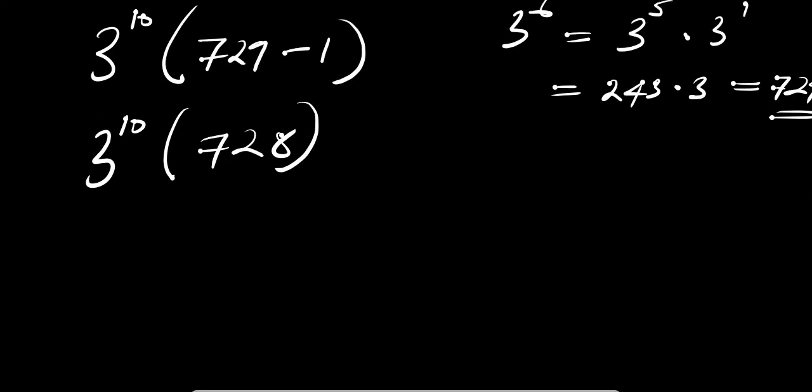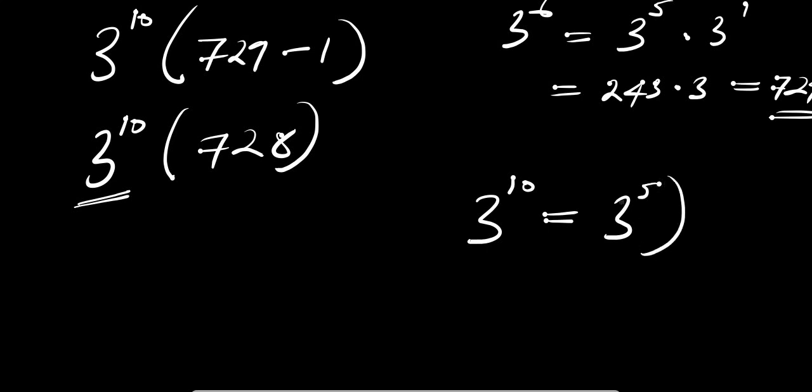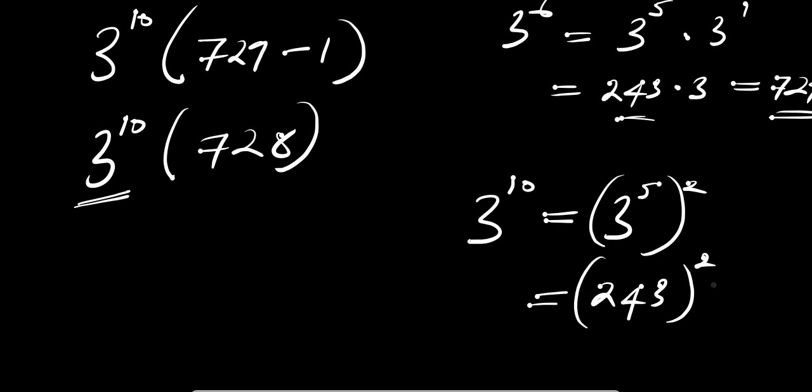So the next thing is for us to find the value of 3 power 10. 3 power 10 equals 3 power 5 all power 2. Why am I using 3 power 5? Because it's very simple to know. That is 243. So this simply means we are going to have 243 raised to the power of 2. Because 3 power 5 is 243, so we have 243 raised to the power of 2. Have you seen that? Now, that means we can have 243 raised to the power of 2 times 728.